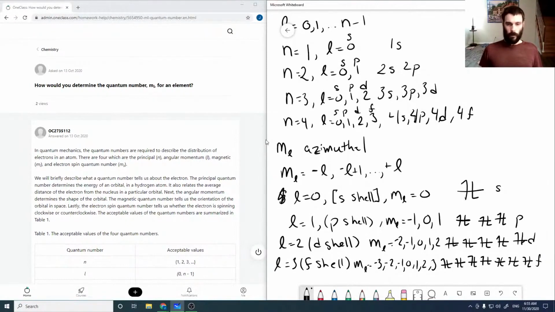Okay, so those are our ML values which are possible. How you would actually determine an ML value is actually not really possible, as the electrons are going to be inhabiting many of these in a superposition, and so they're not really that meaningful. They just define the orbitals which are possible.